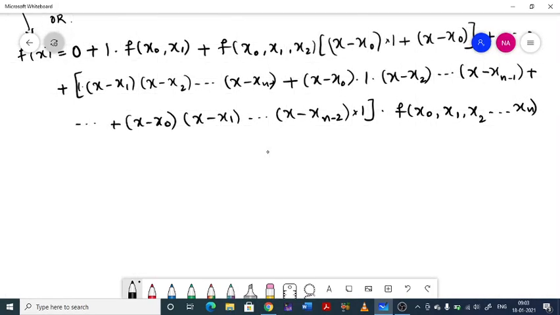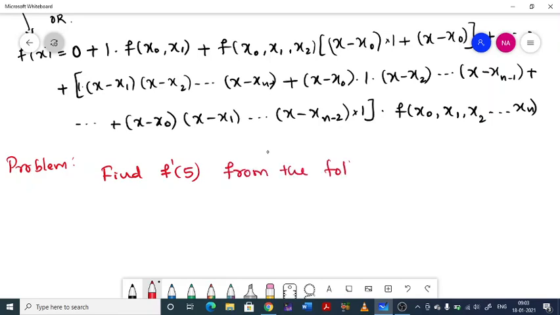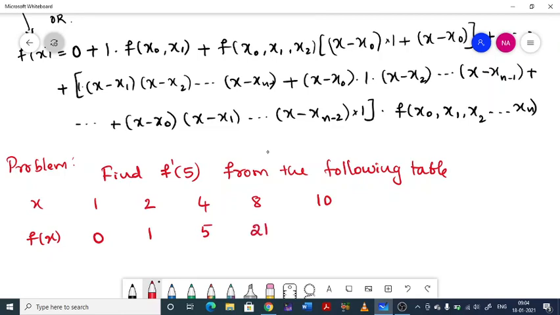Okay, let us discuss one problem. Find f dash of 5 from the following table. So the values of x are 1, 2, 4, 8, 10, and the values of f of x are 0, 1, 5, 21, 27.